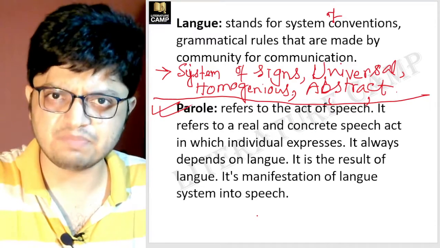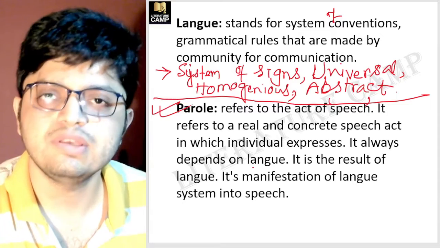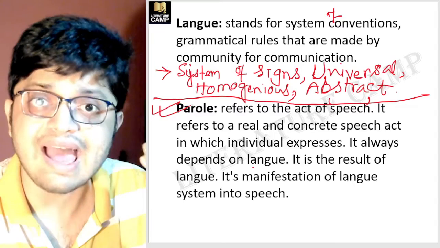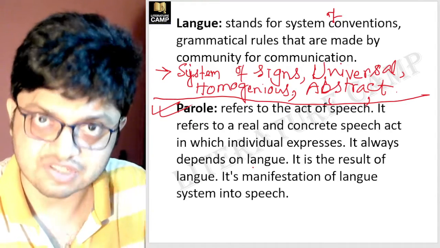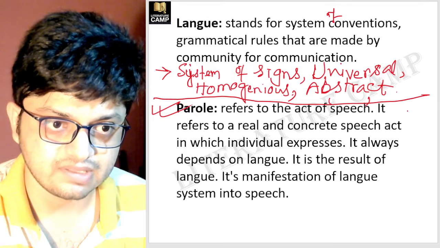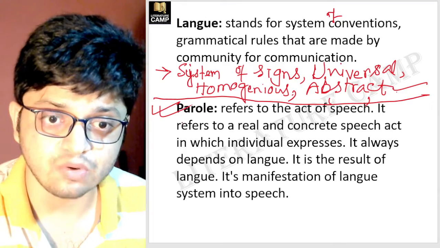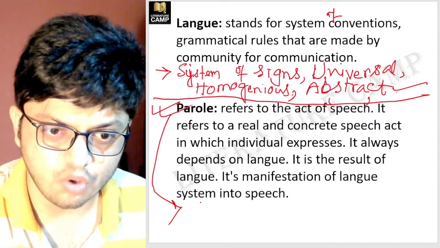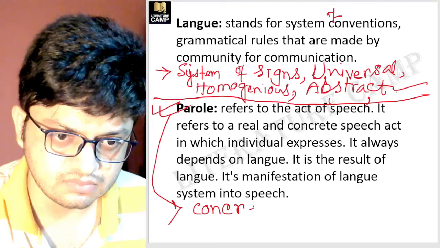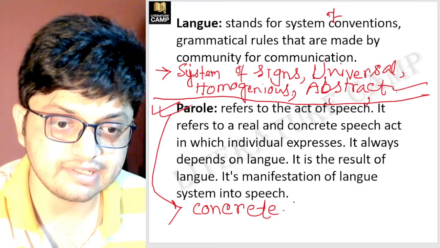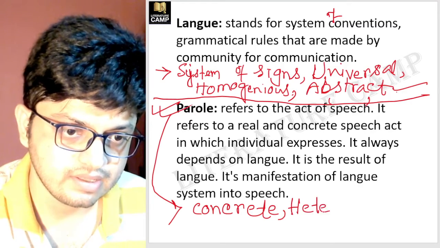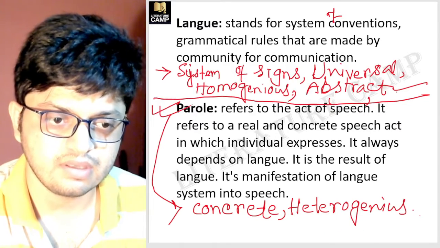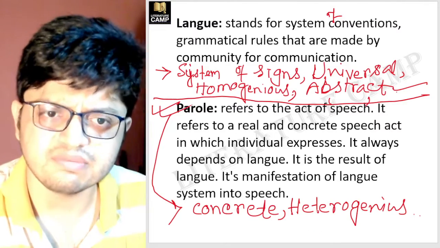When we speak, we remember the rules. So lang remains in the brain. It is abstract. That's why it is called abstract. Yes, see this. It is abstract. And parole, when we use it in our speech, it is concrete. It is concrete. It is heterogeneous. All right. So this dichotomy is very important.